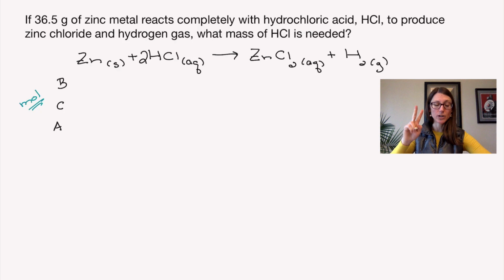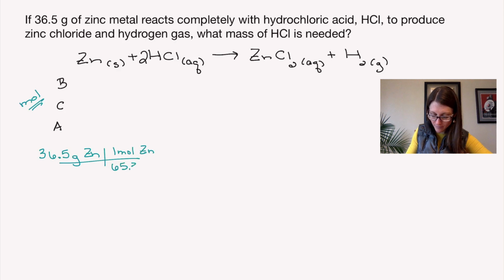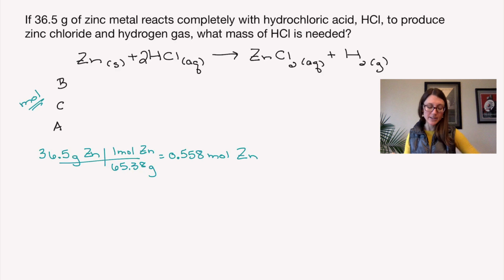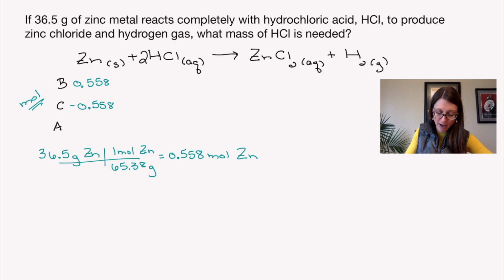Second thing we're going to do is turn the grams into moles. So in this case, I've got 36.5 grams of zinc. I'm going to convert this to moles of zinc. The molar mass of zinc is 65.38, so I'll need to divide by that value, and I get 0.558 moles of zinc. So this is the amount of zinc that I started with. That'll go on my before line. And I know I need to use it all up because it's supposed to react completely, so I'll have none left over.